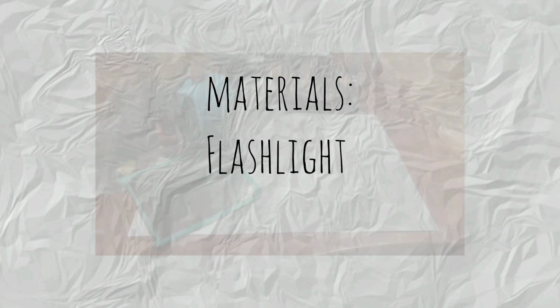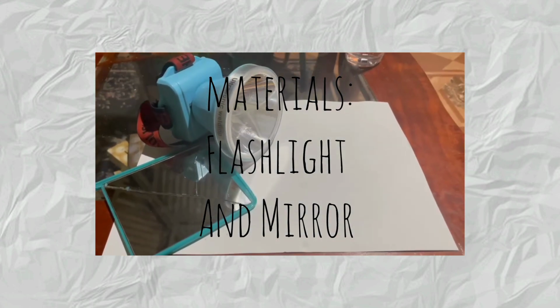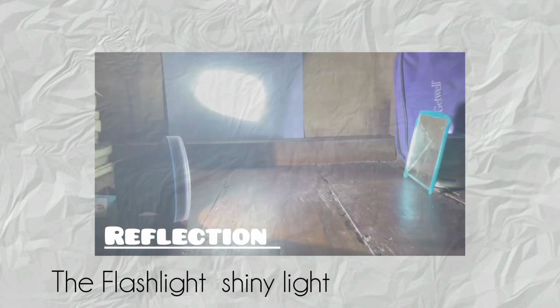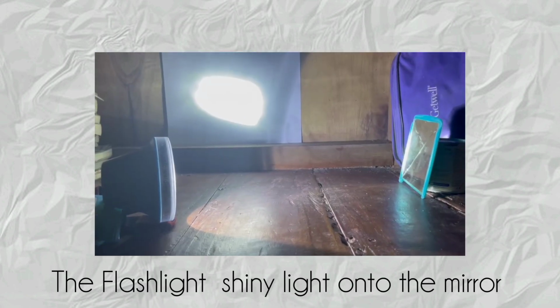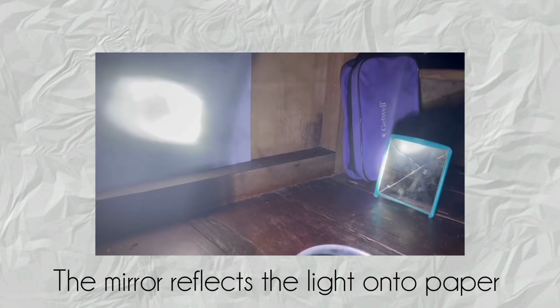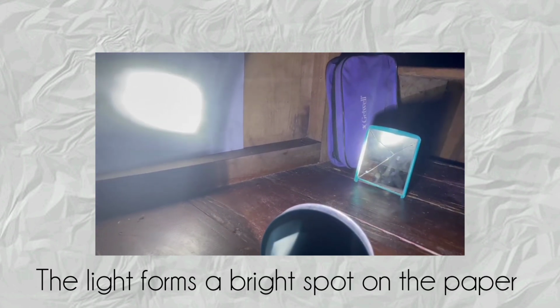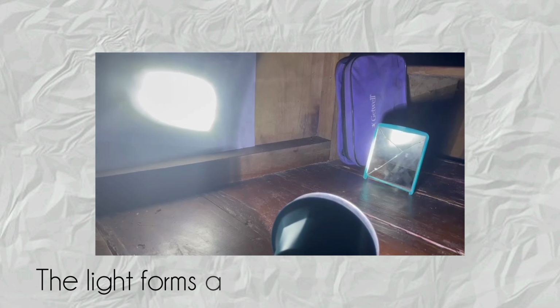Reflection. Materials: flashlight and mirror. The flashlight shines light onto the mirror. The mirror reflects the light onto paper. The light forms a bright spot on the paper.